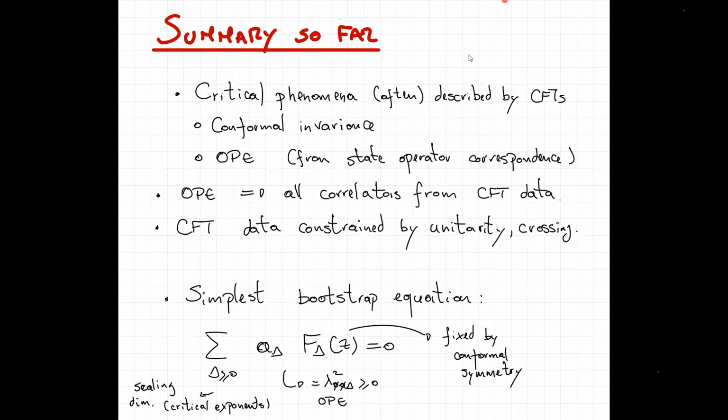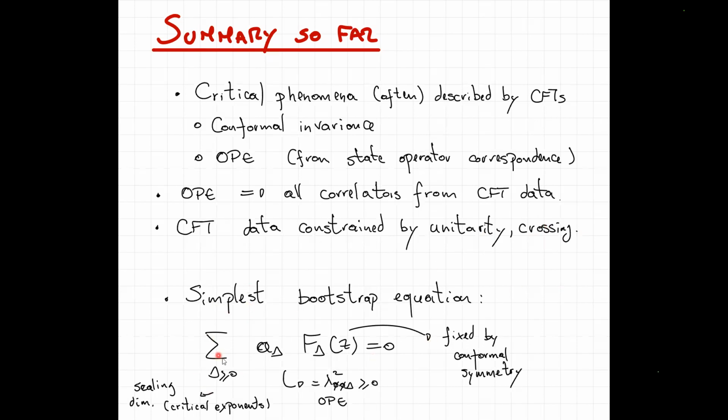Okay, a brief recap of what we've spoken about so far. I told you that critical phenomena are often described by CFTs. CFTs have conformal invariance and they have this OPE. The OPE allows us to get all correlators from CFT data, but the CFT data is constrained by unitarity and crossing symmetry. And we arrived at the simplest bootstrap equation of all, which looks like this.